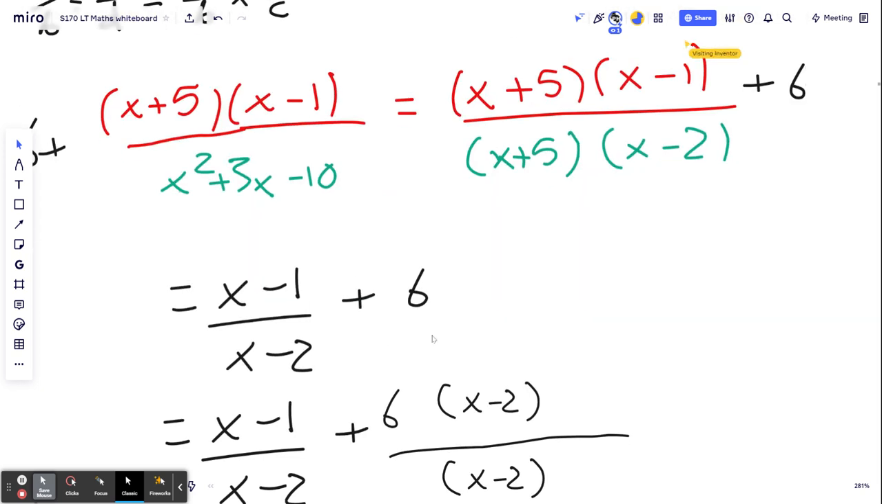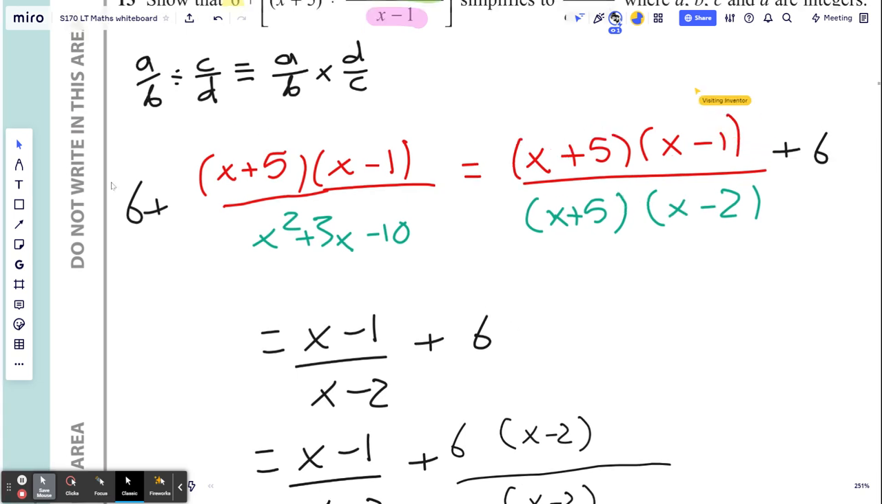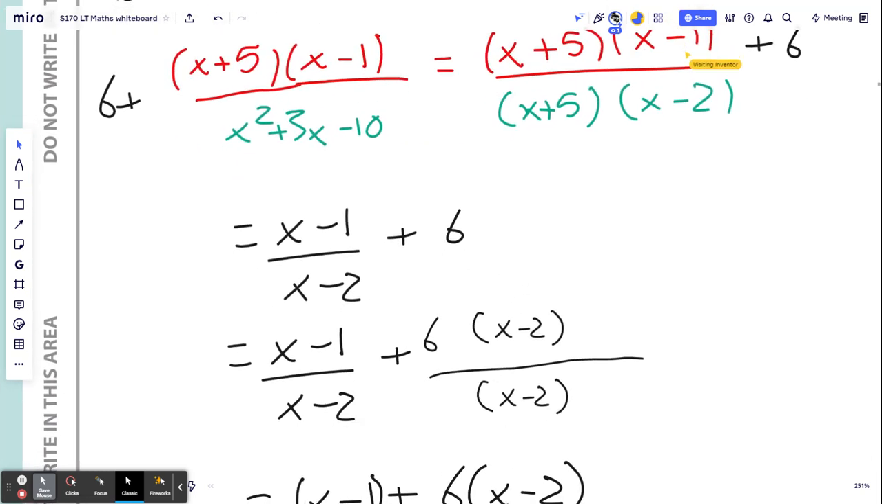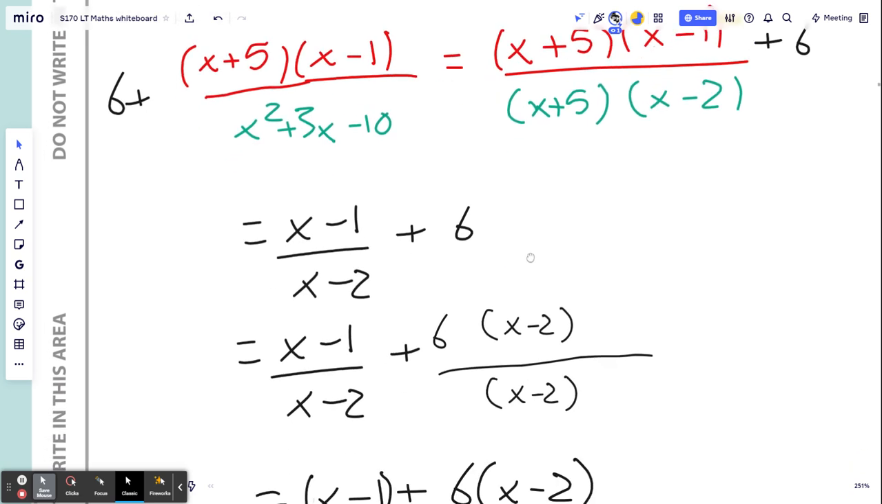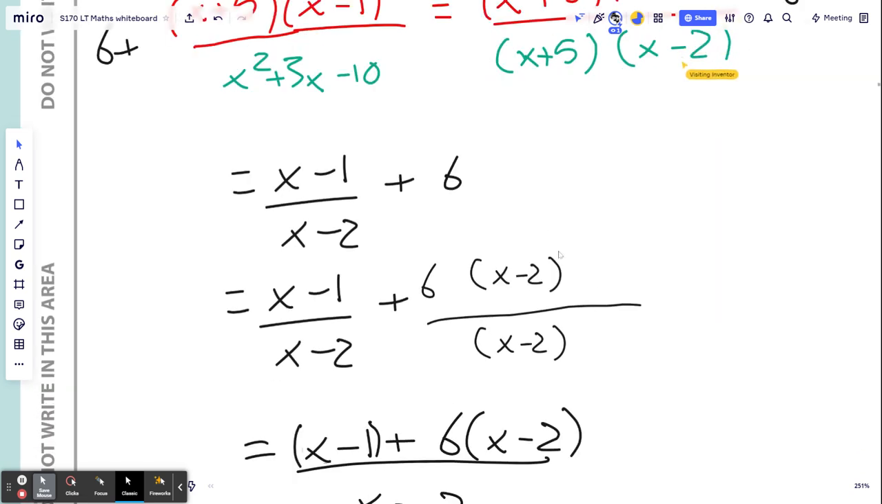So we ended up with this, and we got all excited and thought we'd done it, and we realised, oh no, the 6. So we had to add the 6 back in, and after a bit of faffing about, I thought, what about if I do x minus 2 divided by x minus 2, which is just 1, multiply that by 6, and that would be the same as 6.